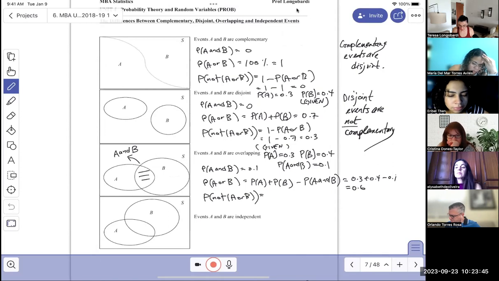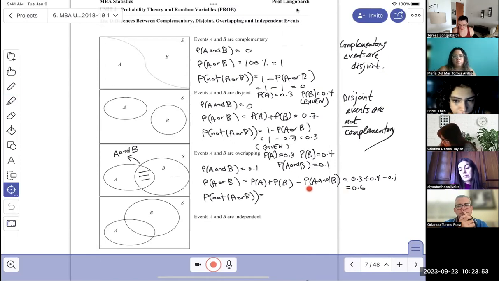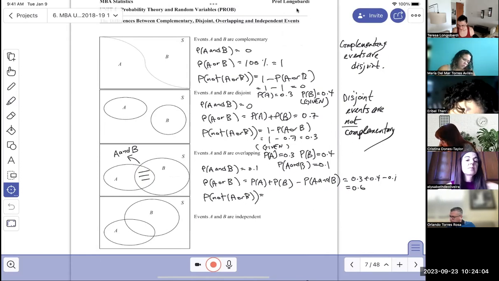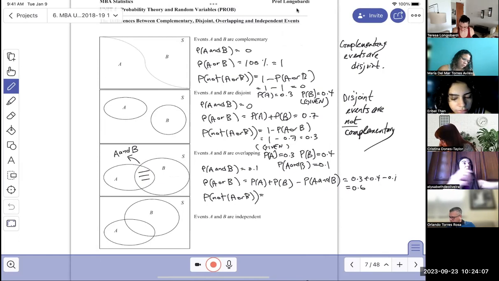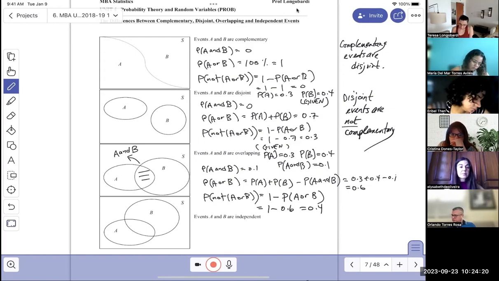So I'm going to show you rule number 6 first, but this is the addition rule for overlapping events. When they overlap, you have to remove the coincident piece or the part. And so now to find the outside, we just have to subtract the 0.6 to get the 40%. Okay, any questions about that? So that's when you have overlapping events.